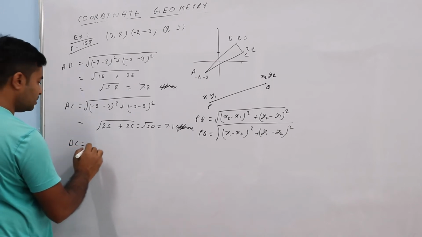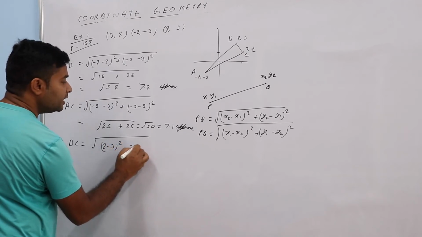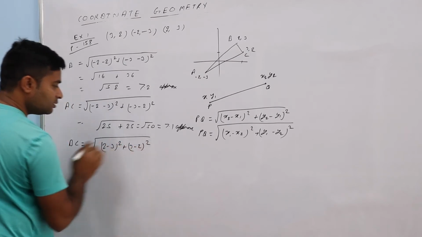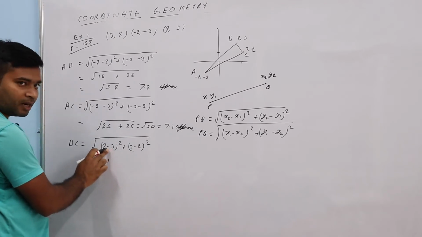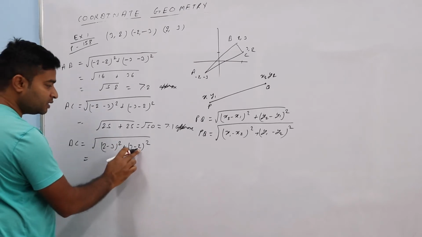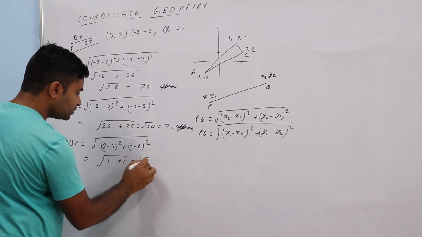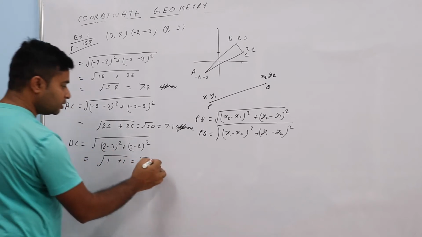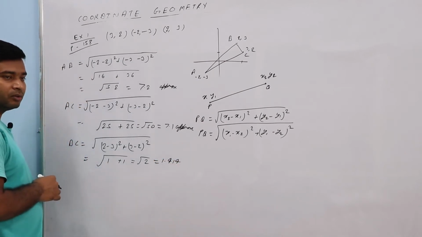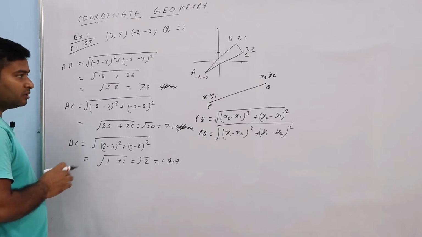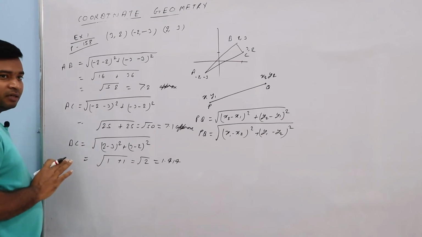BC. Root over (2 minus 3) square plus (3 minus 2) square. Getting? Now this is minus 1, so minus 1 square is 1 only. This is plus 1, so plus 1 square is 1 only, so 1 plus 1. Root over 2. Root over 2 is 1.414. Correct. So we get AB, AC and BC.